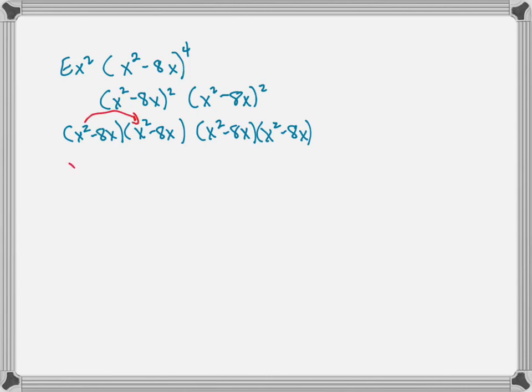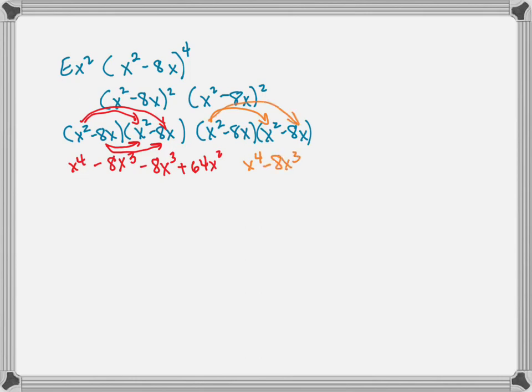And I'll do x squared times x squared and get x to the fourth. X squared times negative 8x and get negative 8x cubed. Negative 8x times x squared is negative 8x cubed. Negative 8x times negative 8x is positive 64x squared. And I'll do the same thing over here. X squared times x squared is x to the fourth. X squared times negative 8x is negative 8x cubed. Negative 8x times x squared is negative 8x cubed. Negative 8x times negative 8x is positive 64x squared.